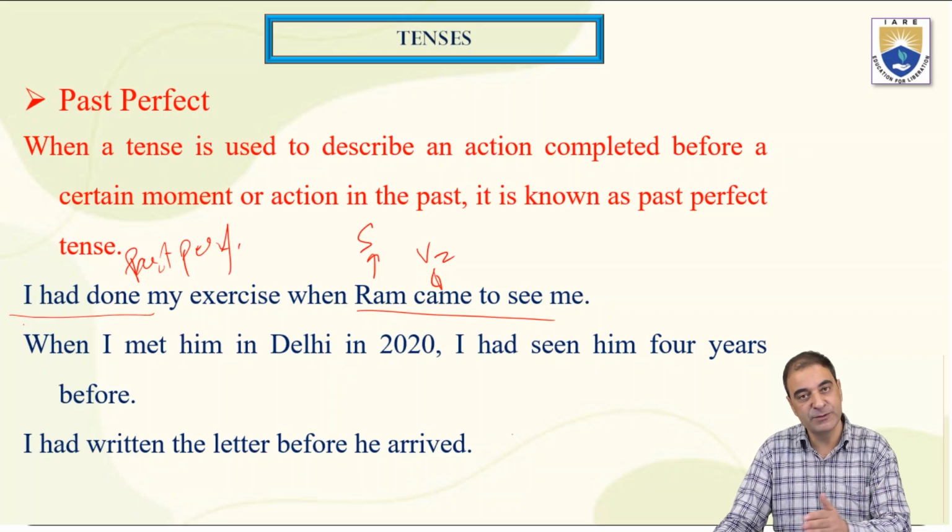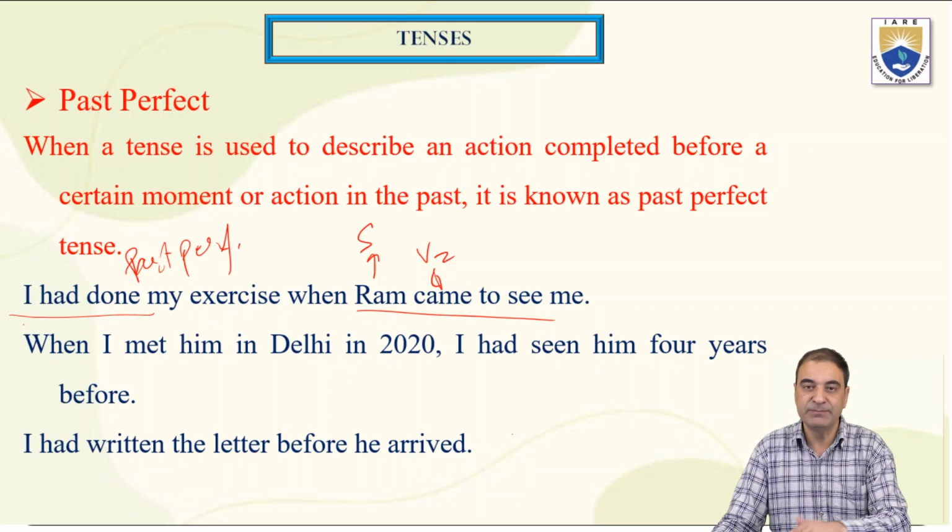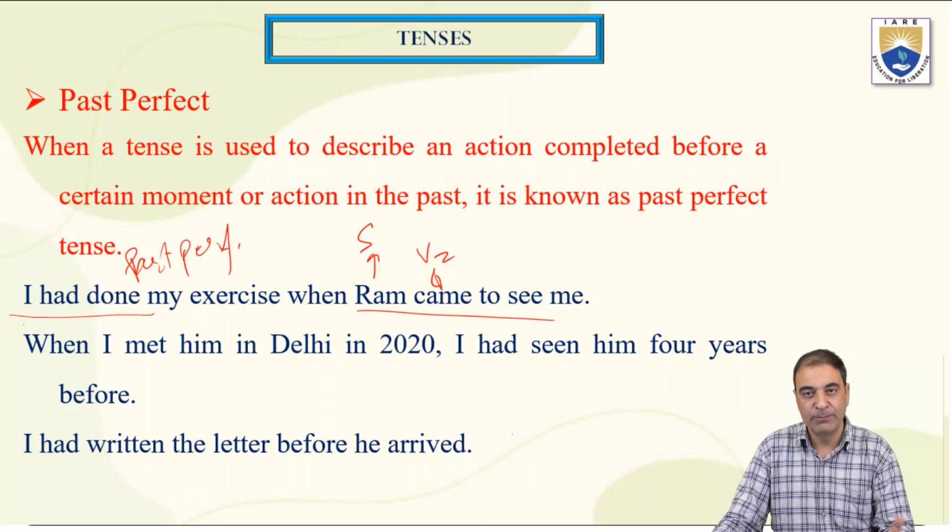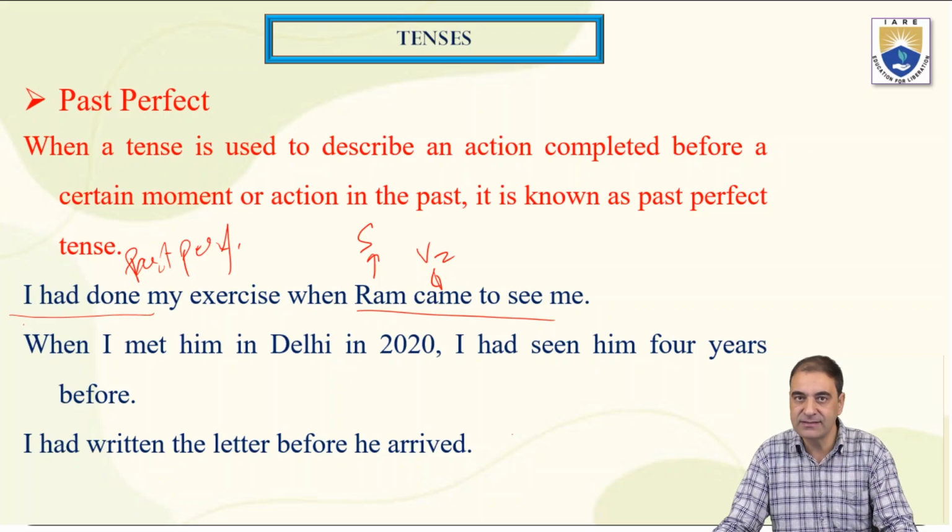Here we have two actions. Both these two actions had been completed in the past. But you need to see which one has been performed first. And this is, I had done my exercise when Ram came to see me. And the next one, I had written the letter before he arrived.